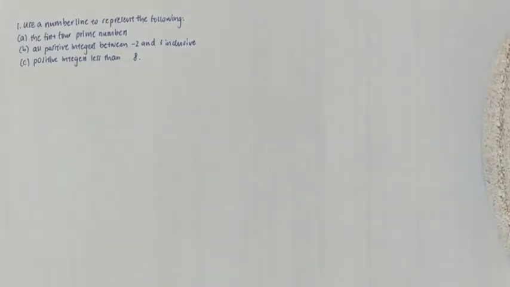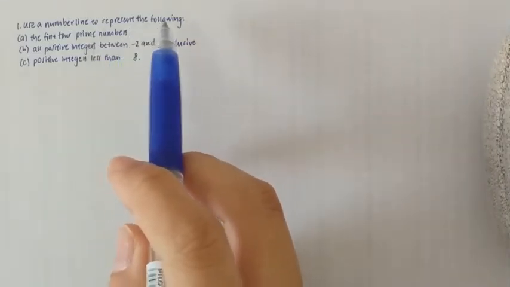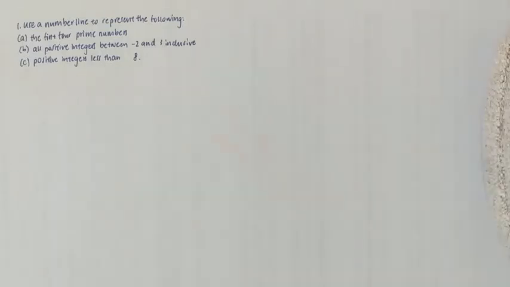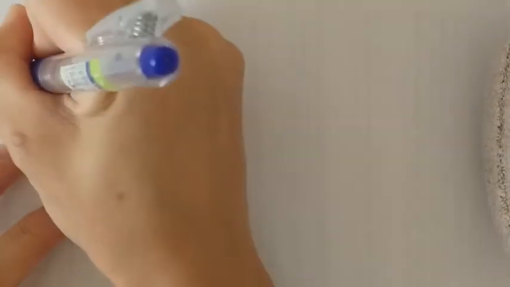Good day 1A. So today we will be learning how to use a number line to represent the following, which are integers. So we have learned about integers. We have negative integers, positive integers, as well as 0. 0 is neither a negative nor positive integer.